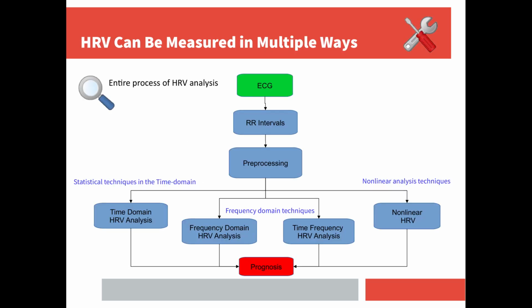Heart rate variability, HRV, analysis involves preprocessing electrocardiogram (ECG) data to extract RR intervals. This data undergoes various analyses: time domain, frequency domain, and time frequency. Nonlinear methods also play a role. Each technique offers unique insights into cardiac health, aiding in prognosis. Understanding these methods is crucial for comprehensive HRV assessment.